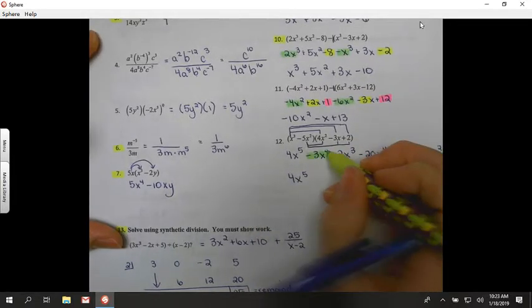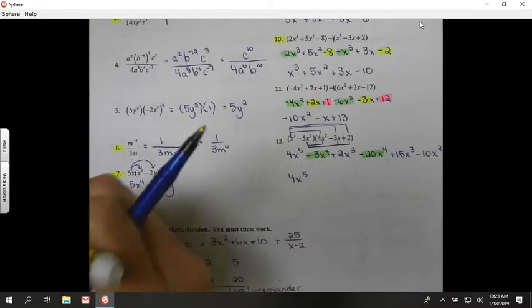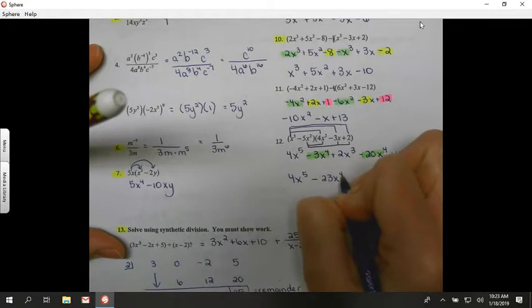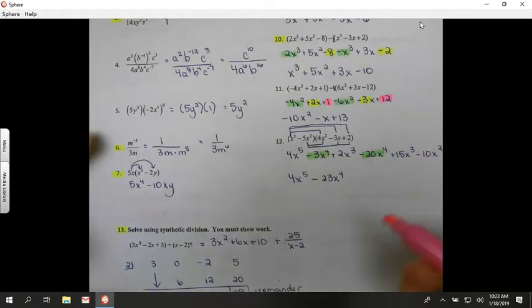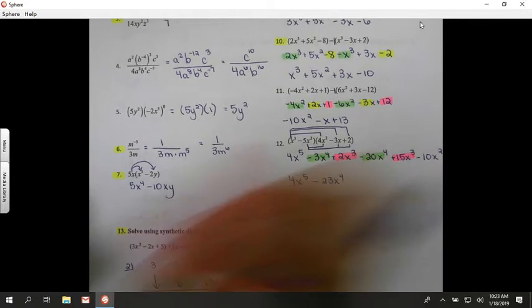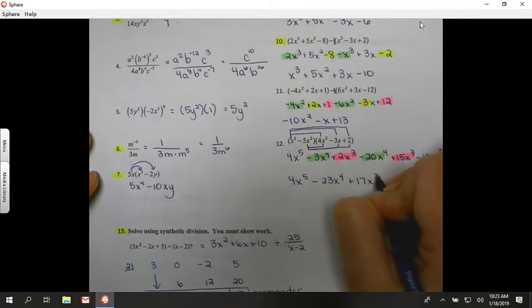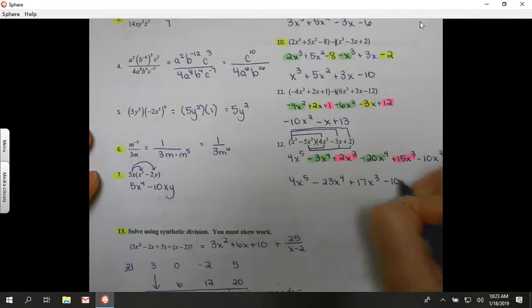Now I have a negative 3x to the fourth and a negative 20x to the fourth. That's going to give me a negative 23x to the fourth. Then I have a 2x cubed and a 15x cubed. So I'm going to end up with a 17x cubed. And I have no other squared terms, so minus 10x squared.